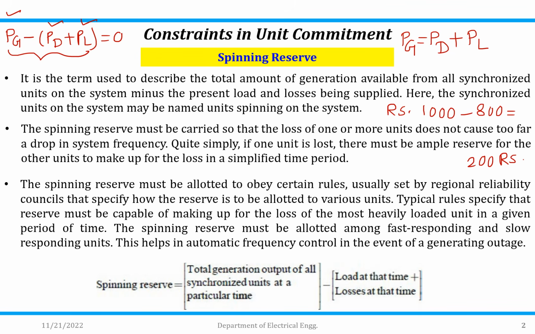So this is the formula, the same formula that I have written here. Total generation output of all synchronized units at a particular time minus load at that time, which is nothing but PD, minus losses at that time, which is equal to PL. So this is the spinning reserve.